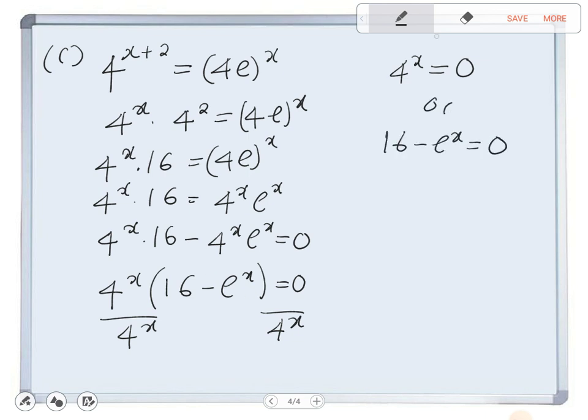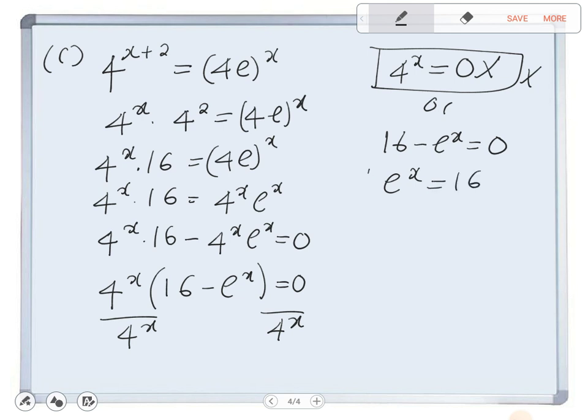0. Well, when you try to punch on the calculator the natural logarithm of 0, it is a math error. So this does not occur. This cannot occur. So we remove that one. We focus on this one. So for this one, it will be e^x is equal to 16.